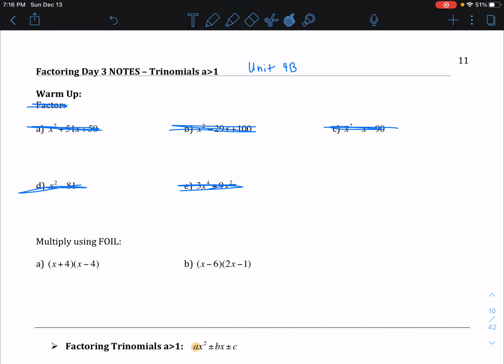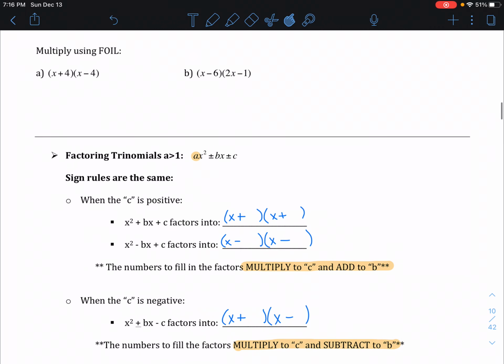equal to 1. So the first part of the warm-up, we're not going to worry about the easier trinomial factoring that we learned the day before, but we are going to worry about where it says multiply using FOIL. I want to get a little refresher on this because this does influence part of our lesson today.